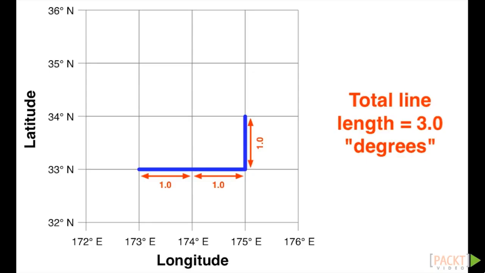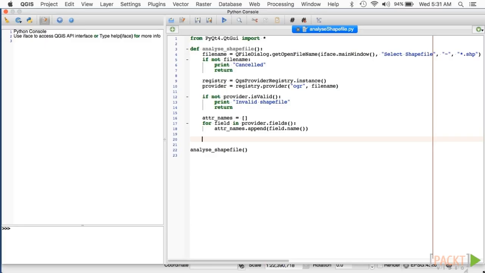And because they're in latitude and longitude values, we'd end up with a line length of 3, which is kind of meaningless given that this line is actually about as long as the distance between New York and Philadelphia. What we need to do is calculate the distances and areas using real-world units such as miles or kilometers. To do this, we have to use a special QGIS class called QgsDistanceArea, which calculates distance areas in meters. Let's set one of these up now.